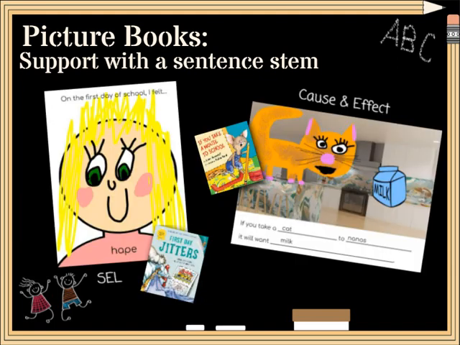First Day Jitters is a great one to have students reflect on how they felt on the first day of school. Students can start with a blank canvas to paint a picture and then write a sentence sharing their feelings. Then they can explore cause and effect by recreating this fun story about a mouse's adventure visiting your school.